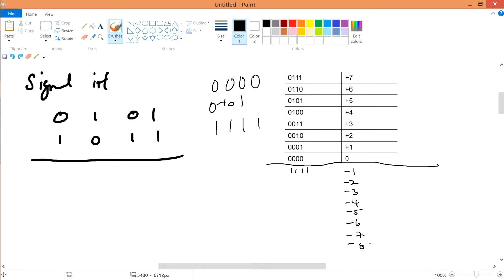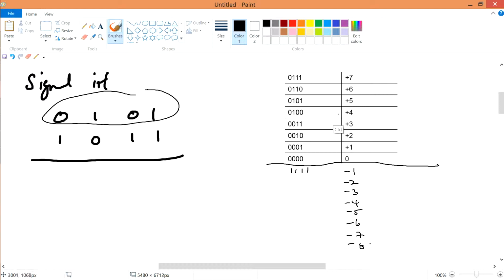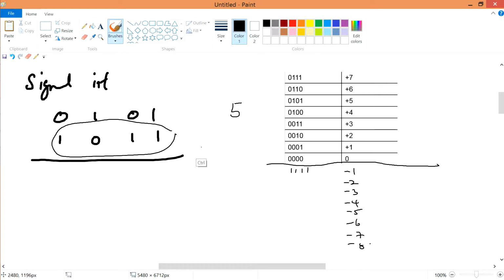Okay, so the first step I would want to tackle is to know what this 0, 1, 0, 1 is. 0, 1, 0, 1, if you take a look, is actually plus 5. So I know that this is 5. What about 1, 0, 1, 1? If I were to flip this, I know that this is definitely a negative value already, because do you find any 1, 0, 1, 1 over here? Take a look. Don't have, right?